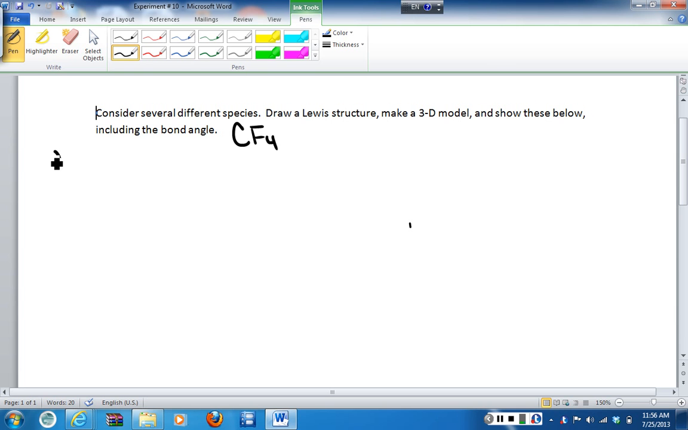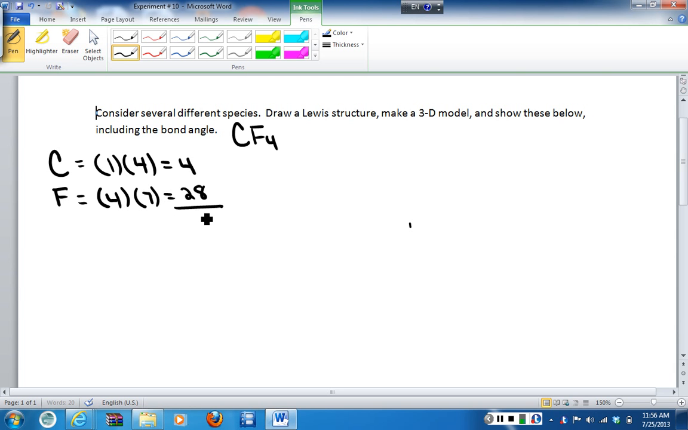So for carbon, we know that there is one of them from the formula, and carbon is in group 4, so we know it has 4 valence electrons. For the fluorine, we know that there are 4 of them, and fluorine is in group 7, so each of them has 7 valence electrons. So when we add these up, we should have 32 valence electrons drawn when we're finished.